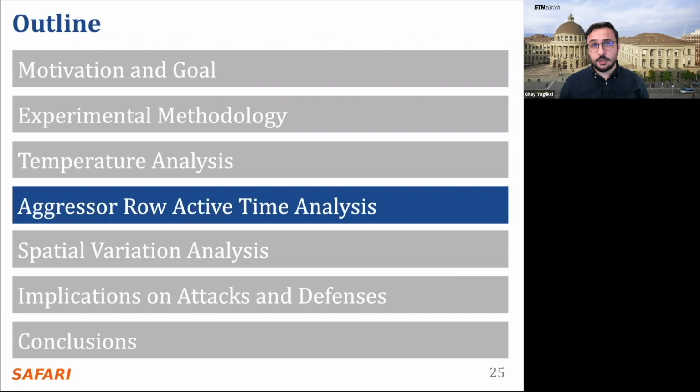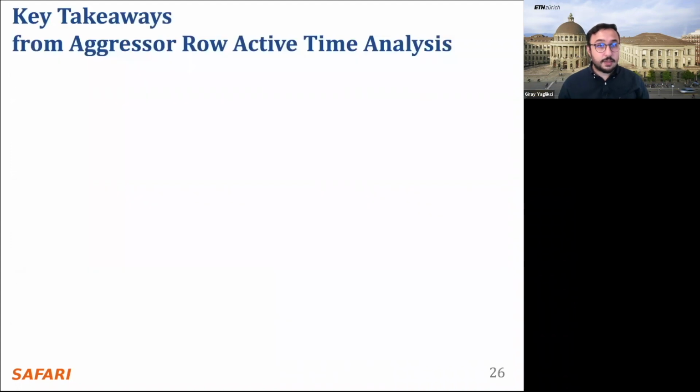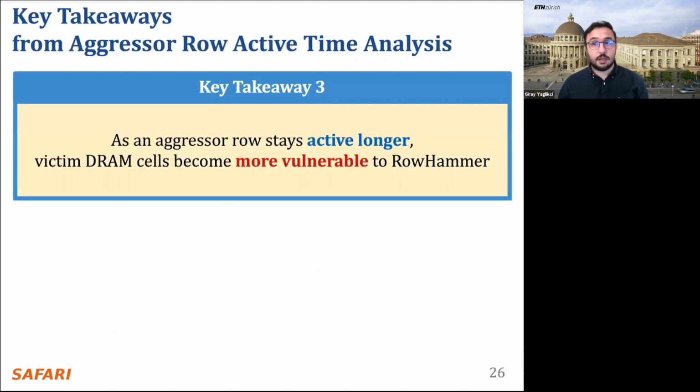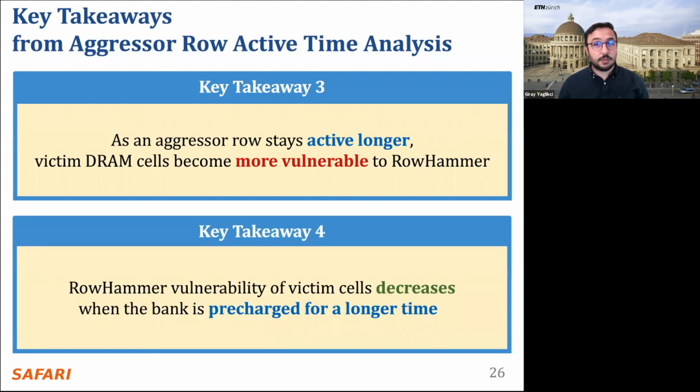Next, we investigate the variation in RowHammer vulnerability with the time that an aggressor row stays active. This analysis provides two key takeaways. First, as an aggressor row stays active longer, victim DRAM cells become more vulnerable to RowHammer. And second, RowHammer vulnerability of victim cells decreases when the bank is precharged for a longer time.